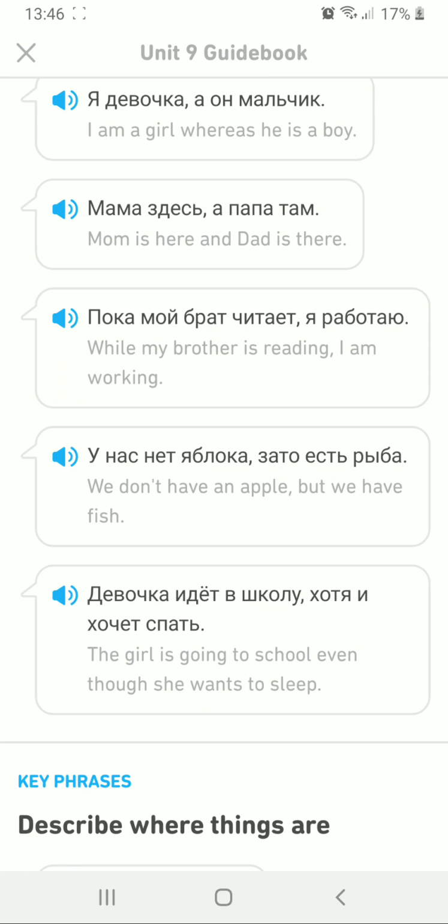Пока мой брат читает, я работаю. So, пока мой брат читает, я работаю. Here the conjunction seems to be at the beginning. We're still showing contrast between what my brother is doing and what I'm doing. What am I doing? I'm working. So я работаю.